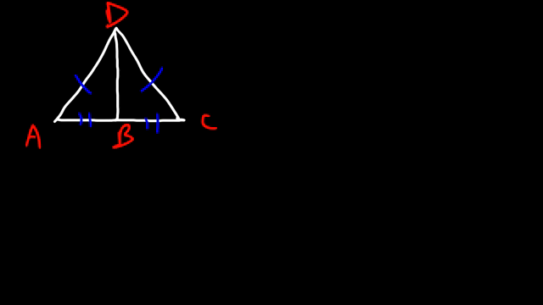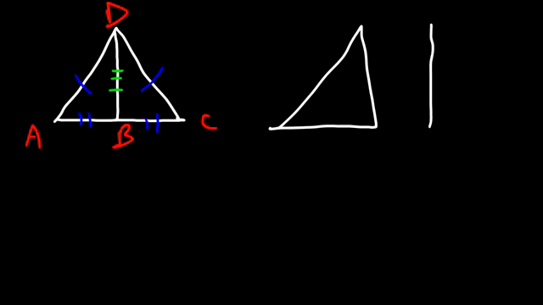What can we do? Right now, we see that two sides are congruent. But notice that both triangles share a congruent side. If we were to split this triangle into two parts, such that we have triangle ABD and triangle CBD.